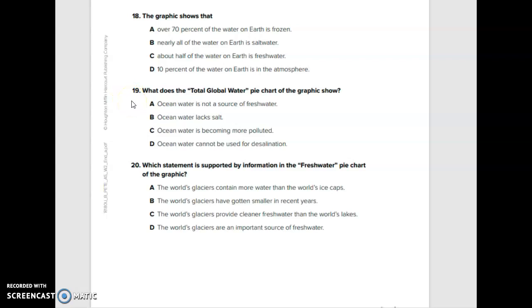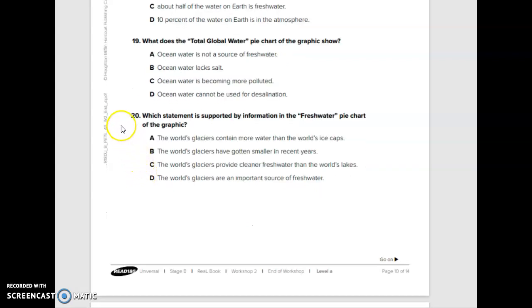A. Ocean water is not a source of fresh water. B. Ocean water lacks salt. C. Ocean water is becoming more polluted. D. Ocean water cannot be used for desalination. Number 20. Which statement is supported by information in the fresh water pie chart of the graphic?